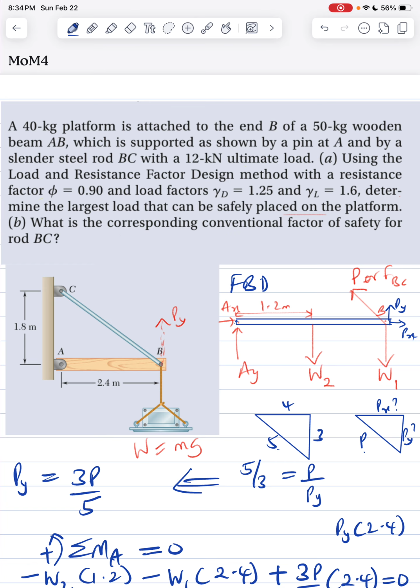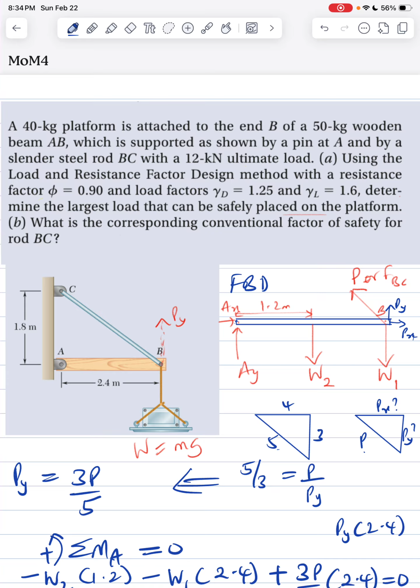Now, for solving these problems, typically you can use either the conventional factor of safety method or the load and resistance factor design method. The load and resistance factor method allows designers to distinguish between uncertainties associated with the live load, which means the active or time varying load that is supported by the structure, or the dead load, which in this case is the self weight of the structure, which of course both contribute to the total load, right?